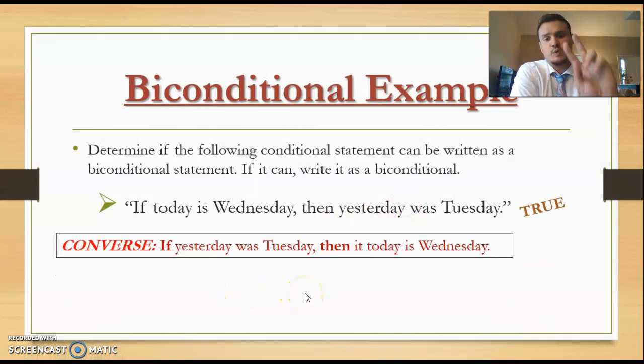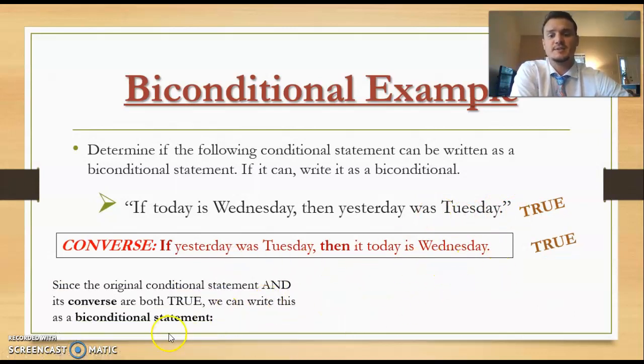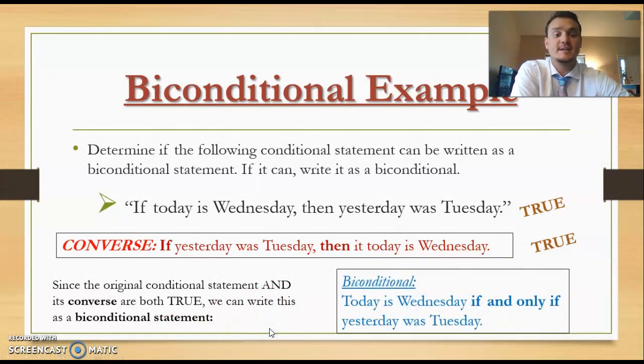The converse of that is swapping them around. If yesterday was Tuesday, then today is Wednesday. So that's true as well. So the original statement and its converse are true. So that means that we can write this as a biconditional statement here. And we could write it as today is Wednesday if and only if yesterday was Tuesday. Or we could say yesterday was Tuesday if and only if today is Wednesday.